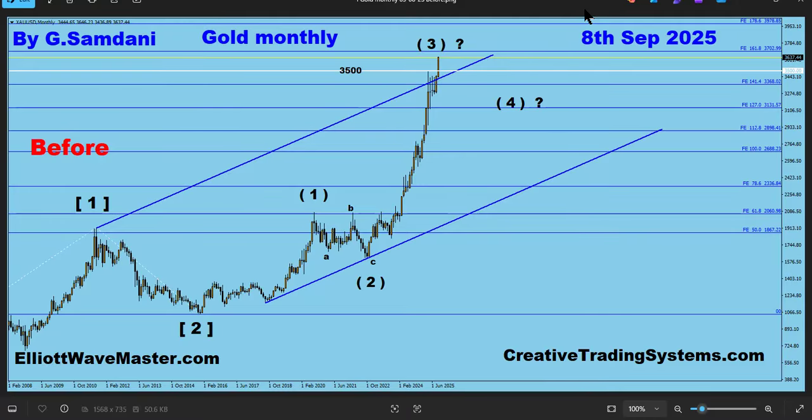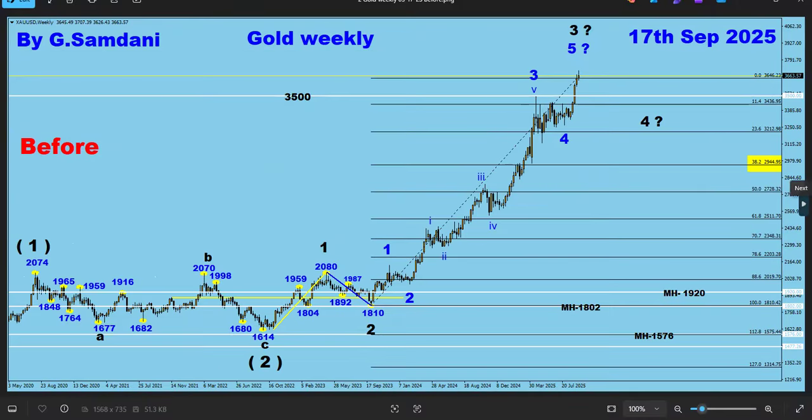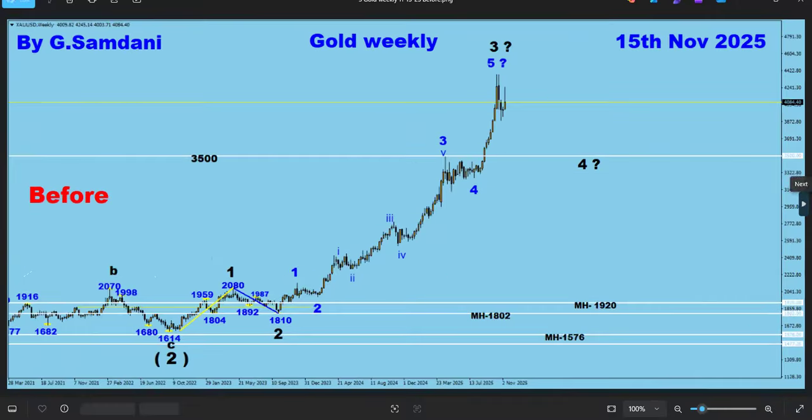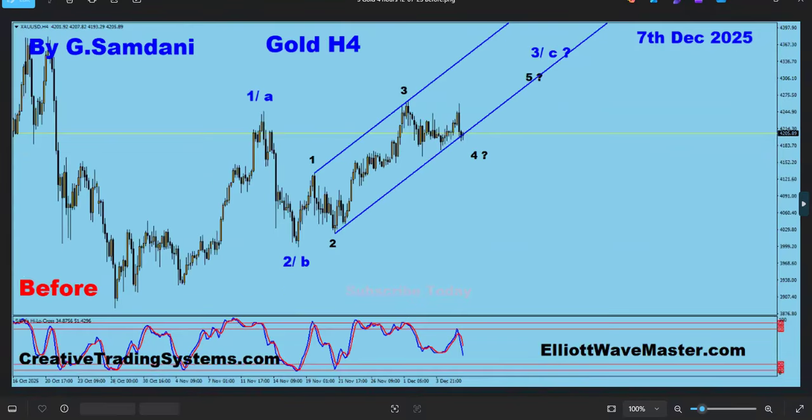So let's get started. I'm going to fast forward all my old charts, the same folder I'm using, which I showed in my previous video. So this is my monthly chart. Wave counts 1, 2, and we are in wave 3, followed by wave 4 later on sometime. Wave 3 is still going on on a weekly chart, and this is how I was expecting.